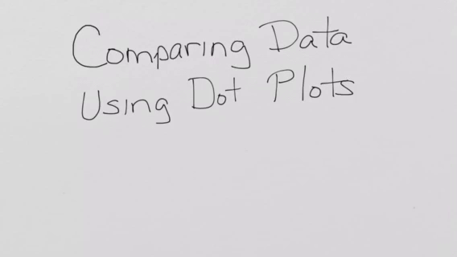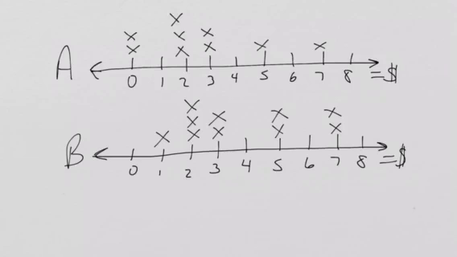Okay, today we're going to do a lesson on comparing data using dot plots. So I asked kids that were on their way to the book fair, how much money are you taking to the book fair? And there were two different classes that I surveyed, Class A and Class B. Now if you look at it, along the bottom is the amount of money they had. The X's represent how many people had that much money.